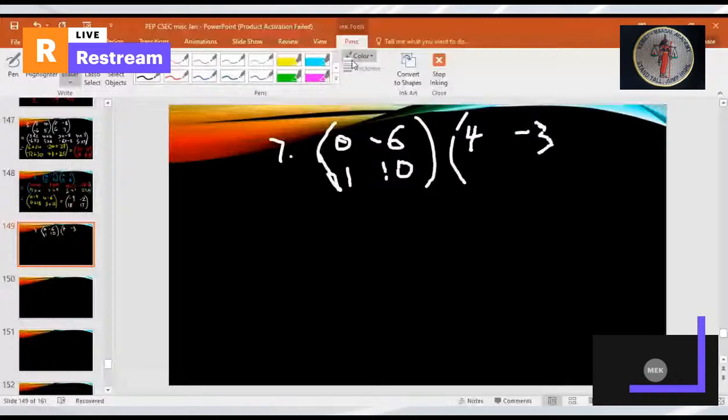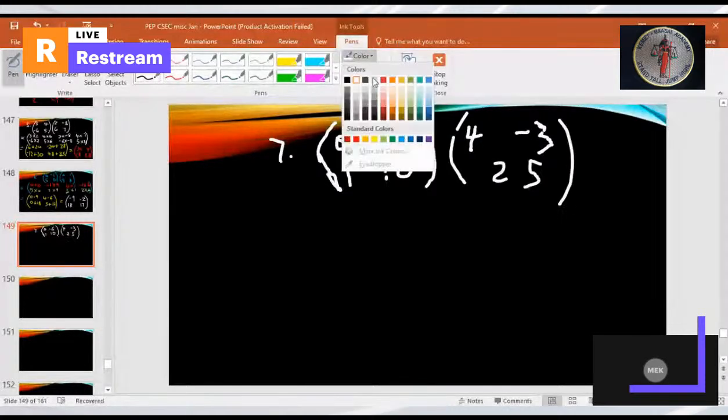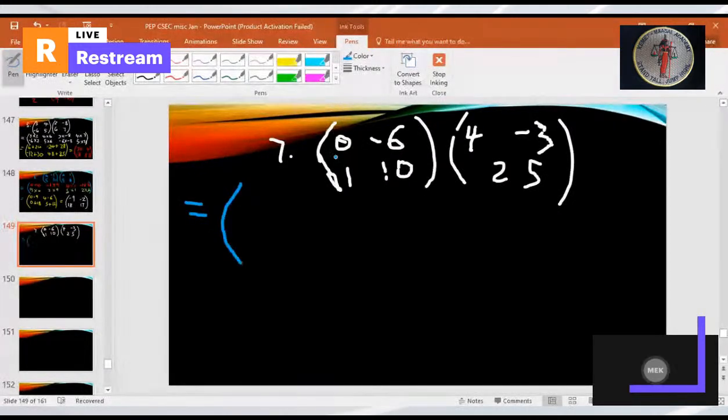All right, so this should be a 2, 5. So we're going to multiply the row by the column. So it's 0 times -6, 2. Then 0 times -3 and -6 times 5.